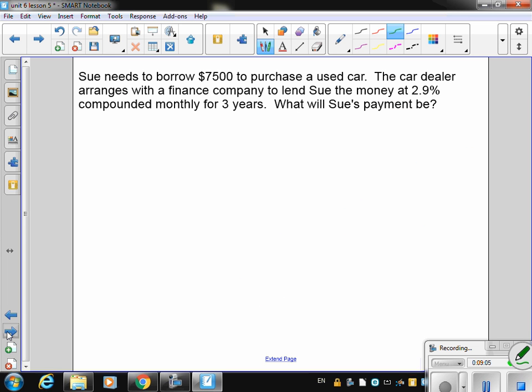Sue needs to borrow $7,500 to purchase a used car. The car dealer arranges with a finance company to lend Sue the money at 2.9% compounded monthly for 3 years. What will Sue's payment be? Sue wants some money now. That's a present value question, and she's going to pay it off regularly. That's an annuity. So this is a present value because she wants the money now and will pay it off.